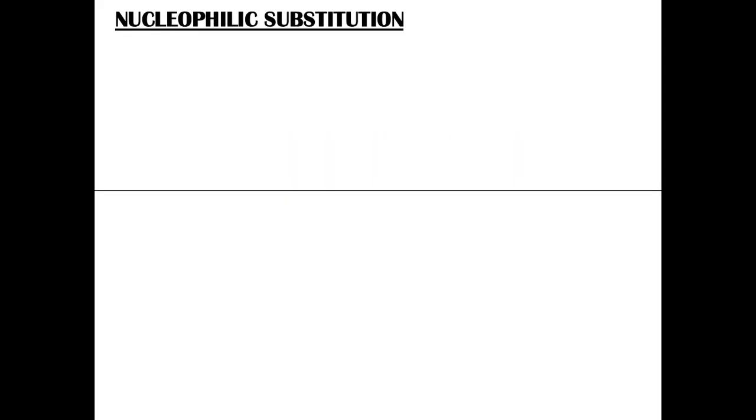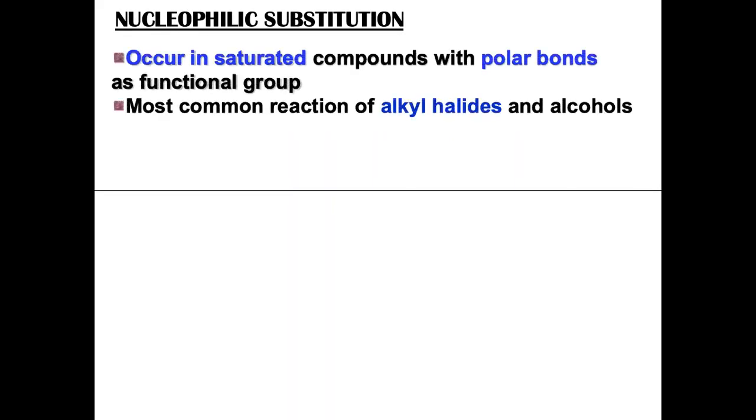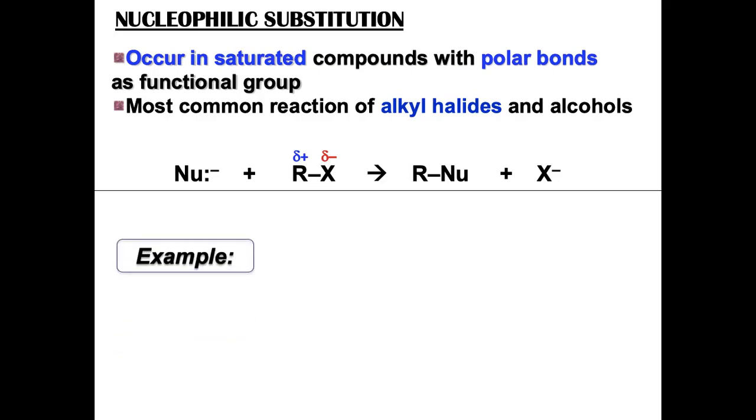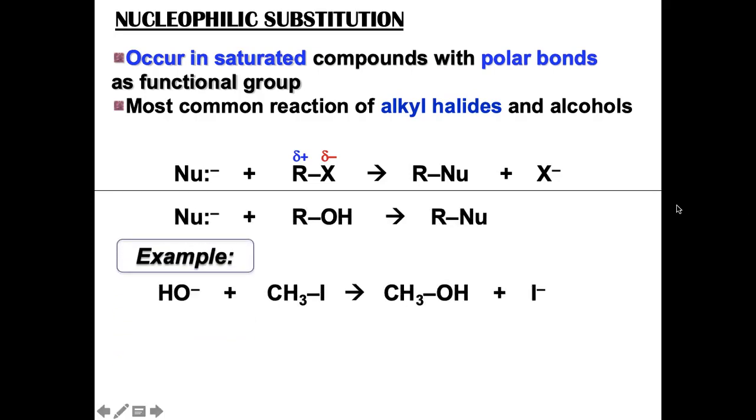The second type of substitution, nucleophilic substitution, occurs in saturated compounds with polar bonds as the functional group. It is the most common reaction of alkyl halides and alcohols. So our alkyl halides and alcohols are electrophiles because they both have an electron deficient species at the R site, and the nucleophile will attack the electrophile species.